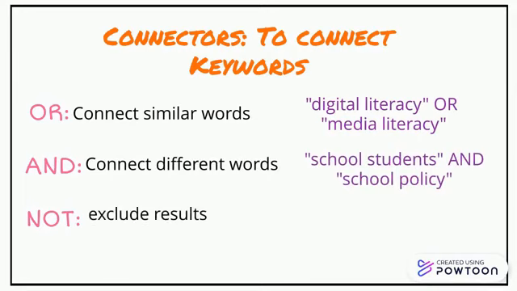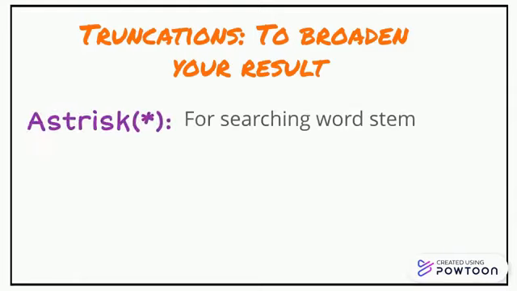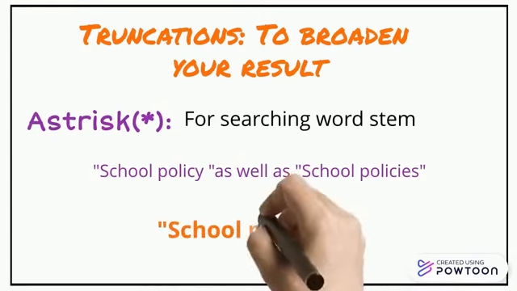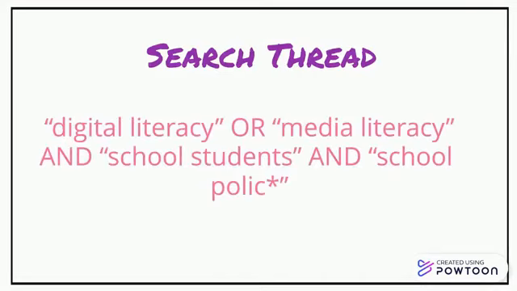NOT is used to exclude some research from results. In case we get some results that include college students, you can use NOT as NOT college students. You can also use truncations to broaden your research. Truncation means using the sign of asterisk for searching word stems. In our example, we want our search results to contain school policy as well as school policies. So, we use it in this way. Now, we are ready to search. After combining all the above, we come up with this thread that we use to search in database.